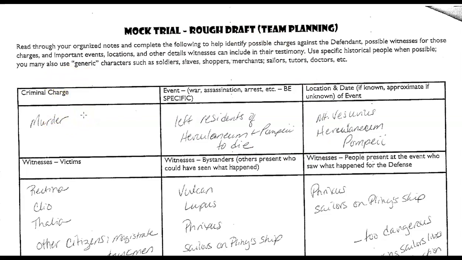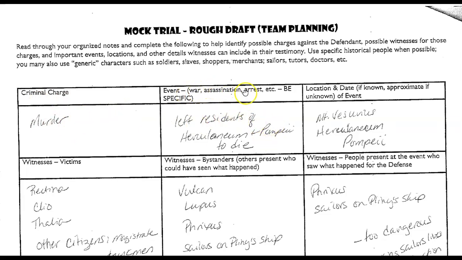So the defendant needs to be charged with at least one crime, okay? Could be as many as 3. I put 4 in there just in case, so that you have options to choose from, right? And so for Pliny, my first charge was murder, okay? Well, what did he do that was murder, right?